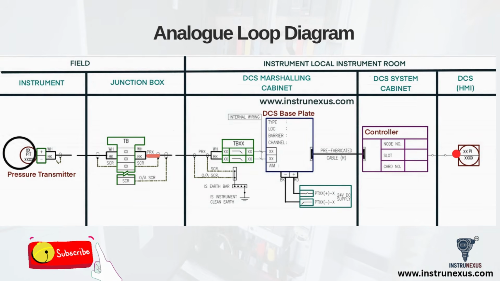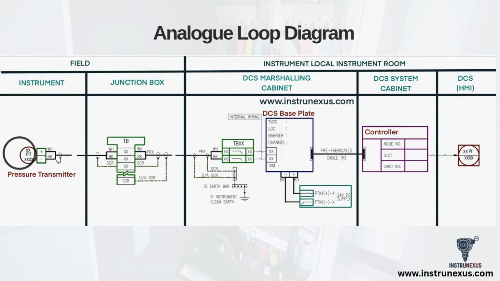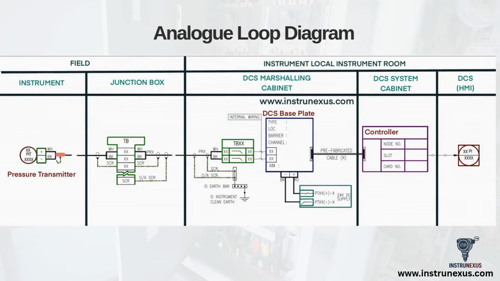Here, the wires land on another set of terminals. Notice how the cable's overall screen, or shield, is terminated at the IS instrument clean earth bar. This is crucial for preventing signal noise. From the marshalling terminal, the signal goes to the DCS baseplate, which is where the I/O card's barrier is located. This single component both provides the 24-volt DC power to the transmitter and reads its 4 to 20 milliamp signal, which is why we call it a loop-powered instrument.